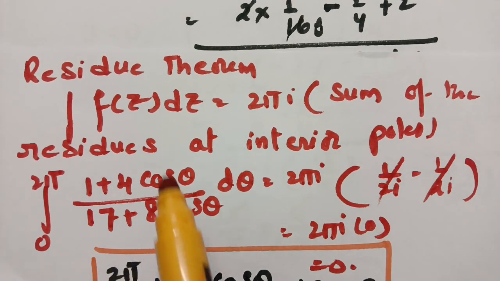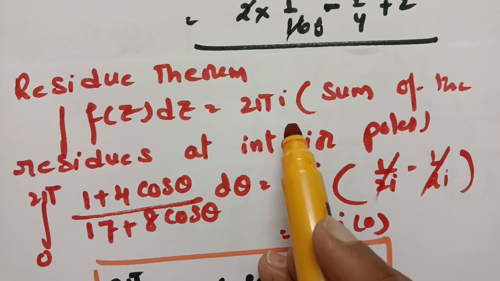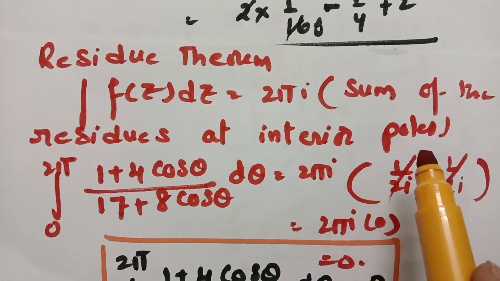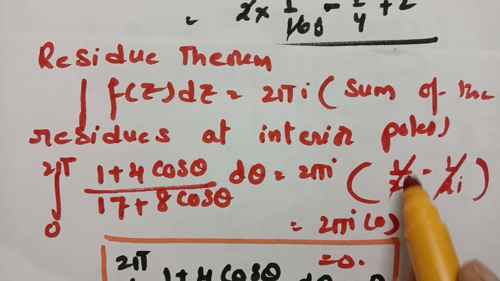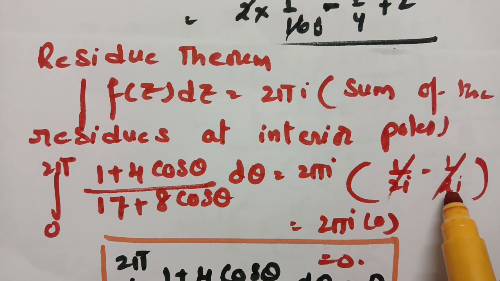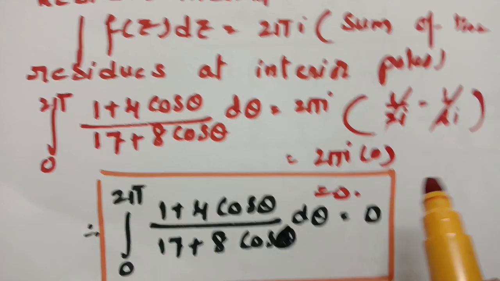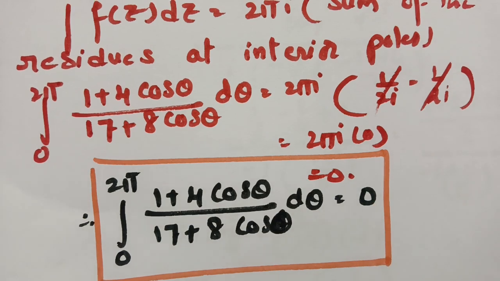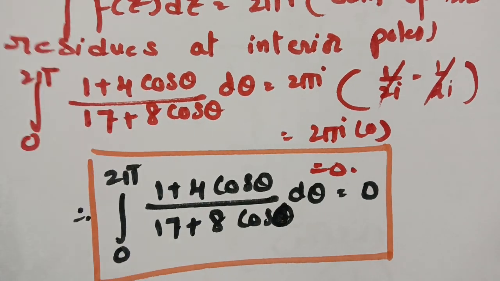Now after getting the residue values, we have to apply the residue theorem. Residue theorem states that integral f of z dz is nothing but 2 pi i into sum of the residues of the interior poles. The first pole residue value is 1 by 2i, and the second pole residue value is minus 1 by 2i. So this is 0, and finally we got 0. This is what it is asked to show, and I hope you all understand.